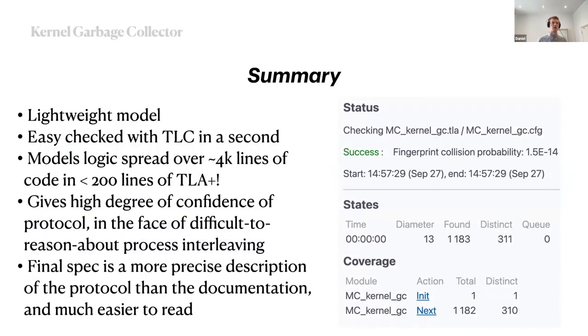To summarize our modeling of the garbage collector, it was a very lightweight model, and we easily checked it with TLC in a second. There were less than 1,200 states, and using this very abstract model, we were able to condense a protocol which was spread over roughly 4,000 lines of code. Not to say that every line of that was relevant, but that was the amount of code needed to be comprehended. Now we have a model that's less than 200 lines of TLA+, which gives a high degree of confidence in the protocol in the face of difficult-to-reason-about interleavings of VAT messages and syscalls and dispatches. And one major advantage is that we now have this spec, a semantically extremely precise description of the protocol, and it's much easier and quicker to read than the documentation.